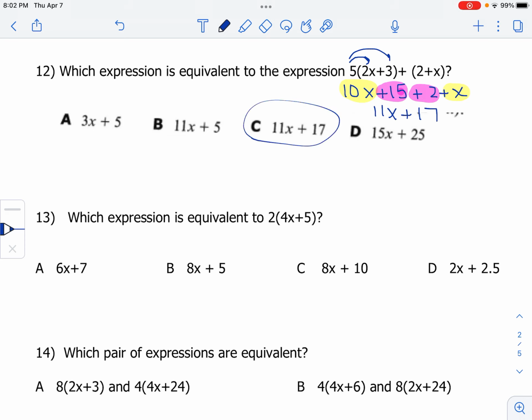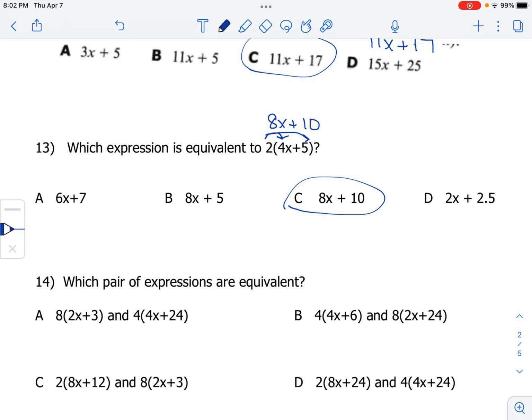Number 13, we're going to use the distributive property here to determine which ones are equivalent. So 2 times 4x gives us 8x, and 2 times 5 is 10. So 8x plus 10, choice C, is equivalent to the original.